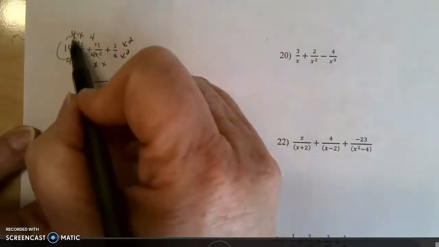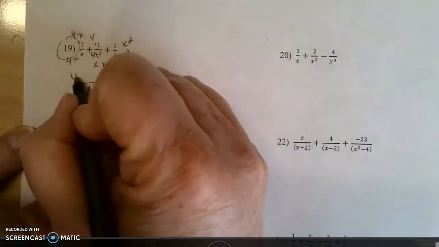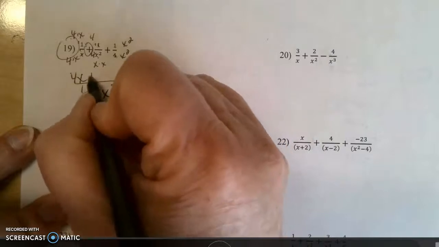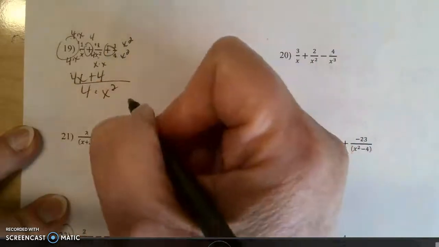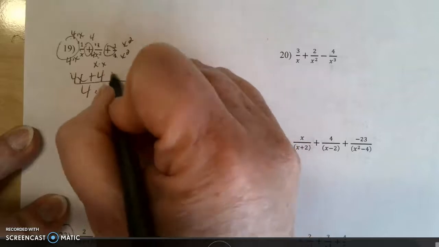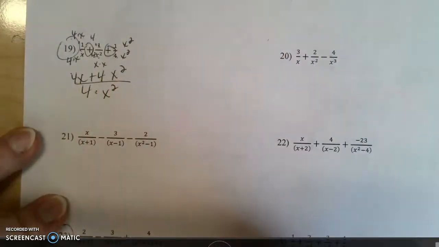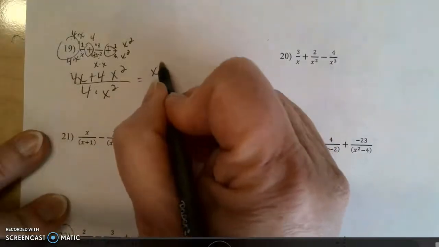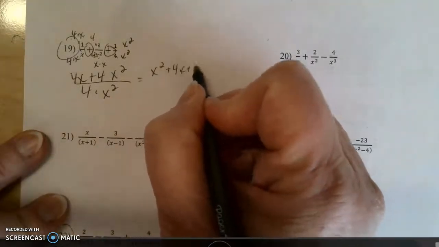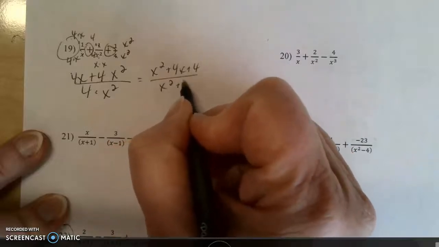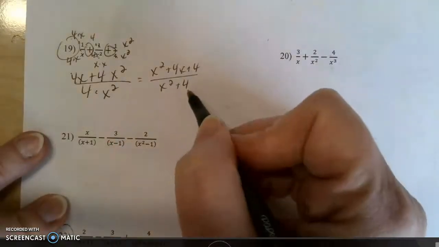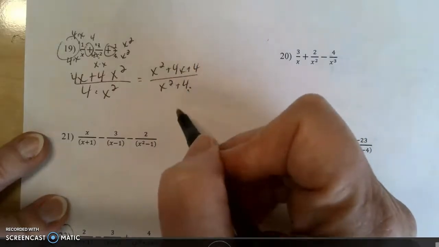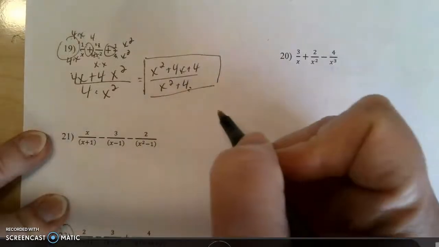So for the first term, 4 times x times 1 gives me 4x. 4 times 1, and it's a plus, gives me 4. And this is a plus. 1 times x squared gives me x squared. I'm going to write it in standard form. This does not simplify. So since this doesn't simplify, nothing's going to cross out. So this is my simplified.